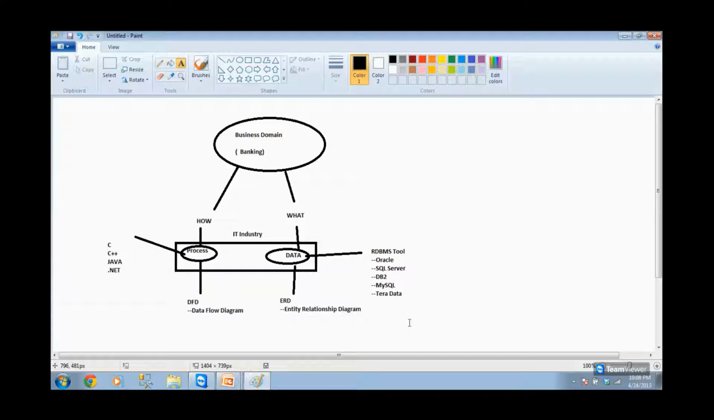Since we are not going through the processes, we are not learning C, C++, Java, .NET here. So let us leave DFD. Let us understand ERD only, because ERD is for the data. We are not learning C, C++, Java, .NET here. So forget about DFD. Okay.